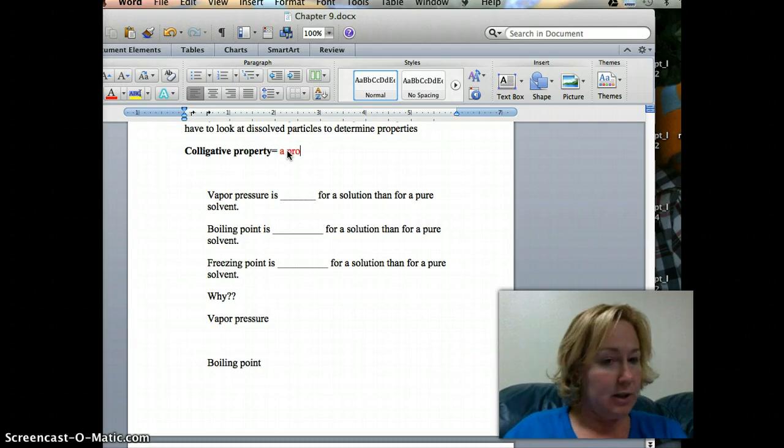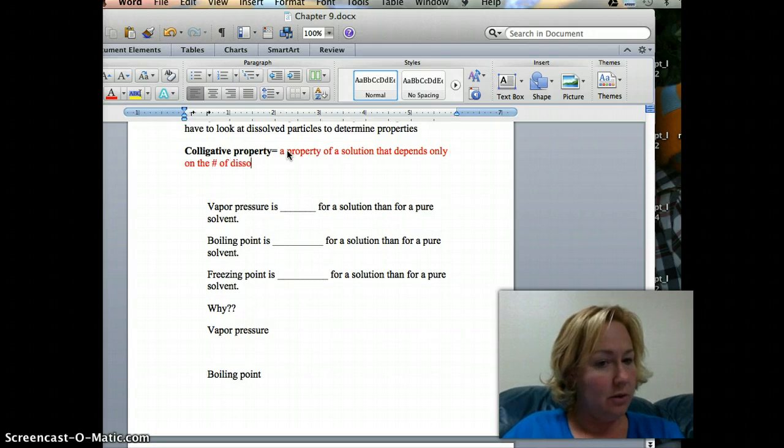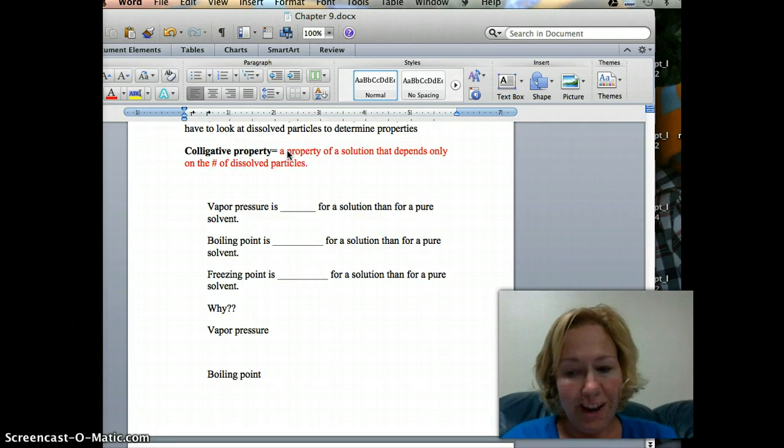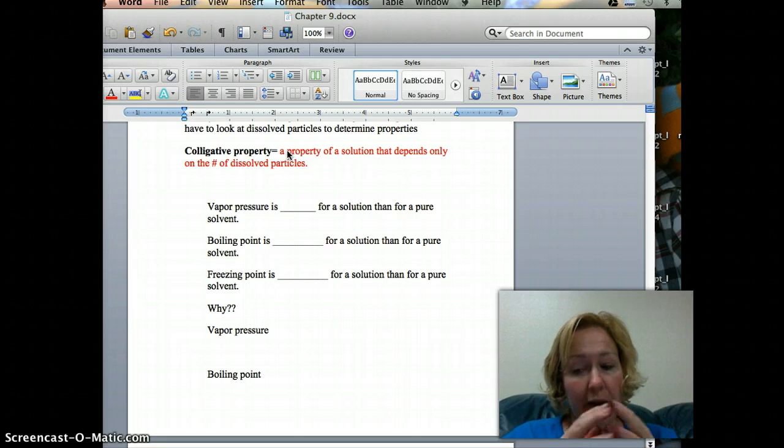This is a property of a solution that depends only on the number of dissolved particles. So at this point, we no longer care what the two pure solvents are. What we're saying is when we put the two things together, now we're just looking at the number of particles. It doesn't matter what those particles are. There's a whole mix of particles and we're counting concentration more than we're counting pure solvents.